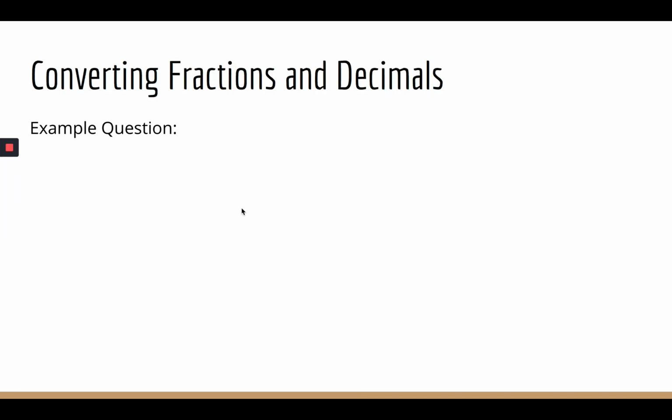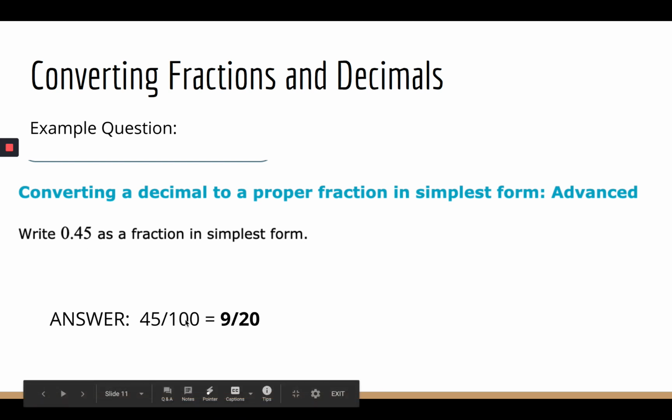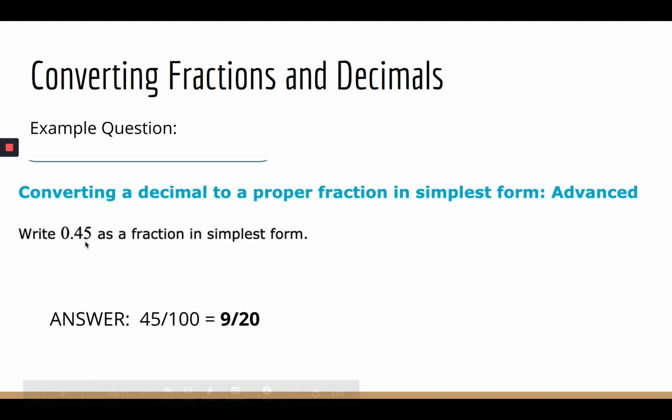Okay, next up we got converting fractions and decimals. So this is a decimal, and you'll have questions where they want you to convert it to a fraction. So don't forget, you just put the 45 above the decimal place value, so in this case 100, and then simplest form means reduce. So in this case I reduce both the top and the bottom by 5, and my answer would be 9/20. It'd be 45 over 100 because it ends in the hundredths place, and then I would reduce.